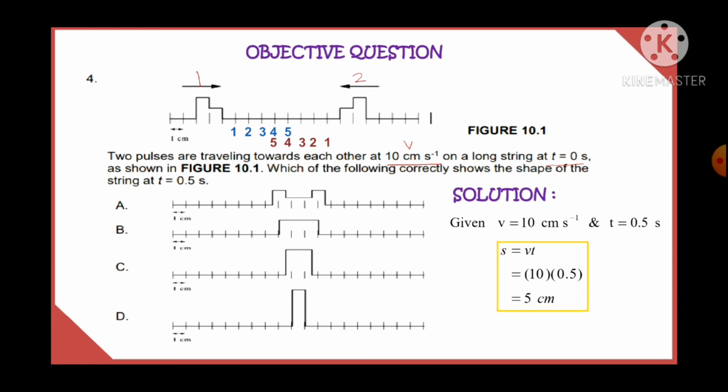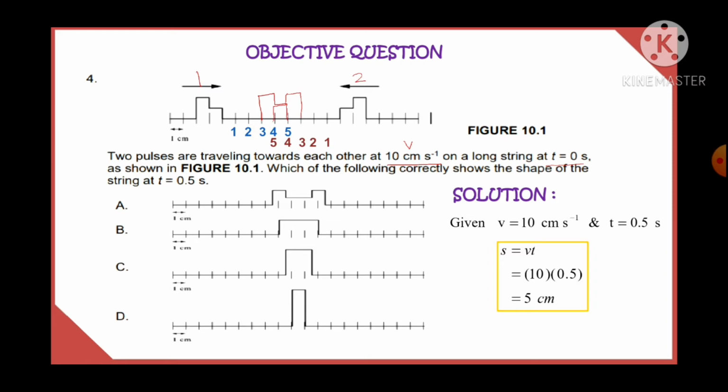So now we need to sketch the pulse after 0.5 second. I just note and write down 1, 2, 3, 4, 5 to represent the 5 cm, meaning that the first pulse will move until this position. So the shape is like this for the first pulse. For the second pulse, referring to the brown color, after 0.5 second it moves 1, 2, 3, 4, 5, so the second pulse is here. Okay, this is the position of the pulse. That's the one point we have identified, the position.